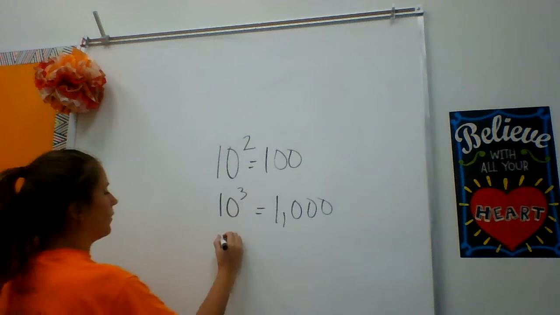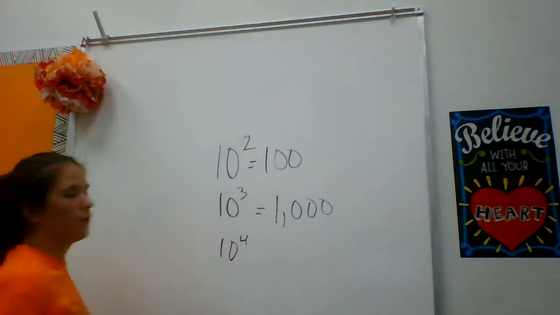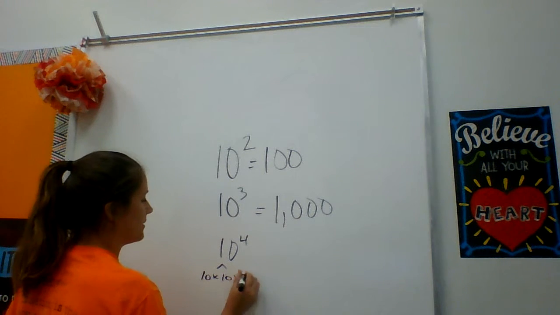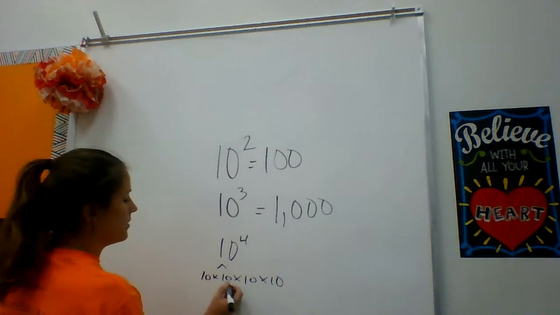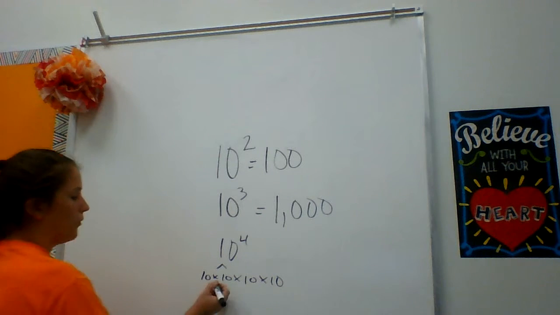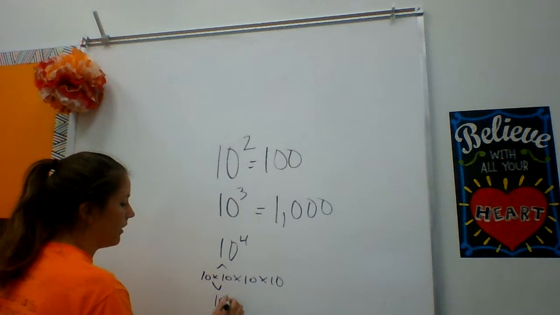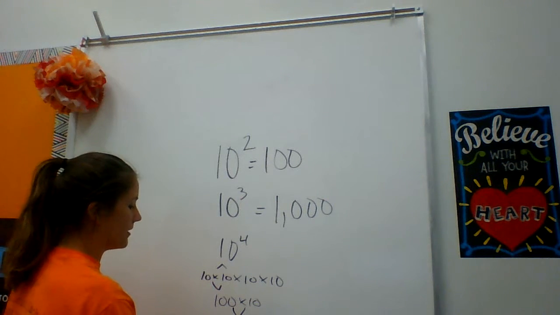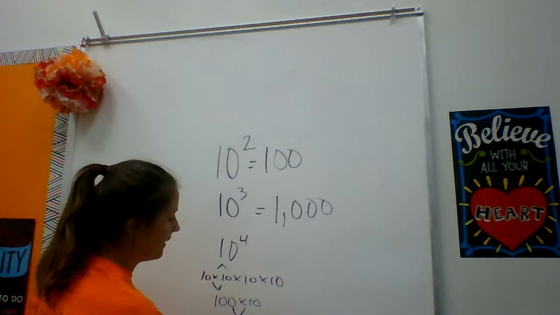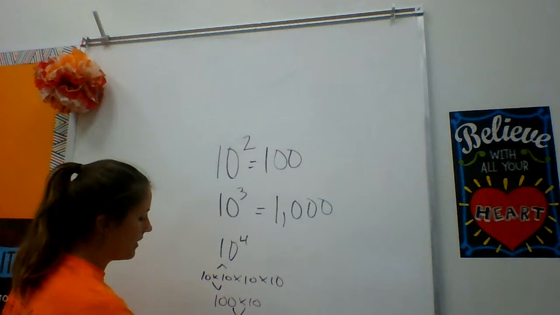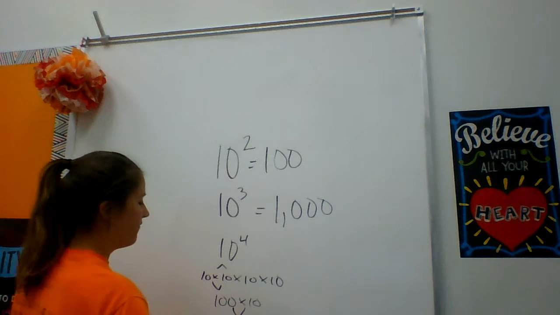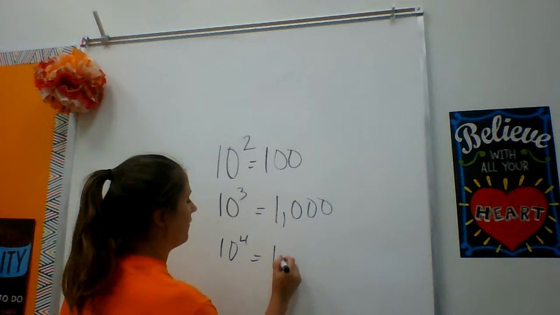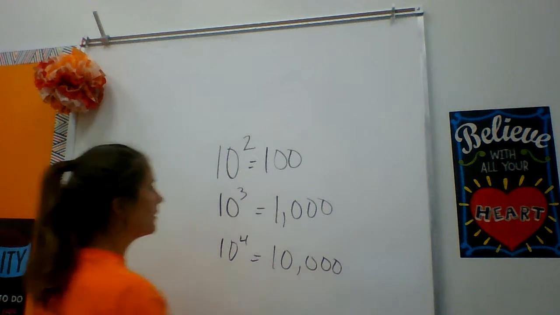Let me do one more. See if you see a pattern. 10 to the fourth power. That's 10 times 10 times 10 times 10. I have 1, 2, 3, 4 tens. Well, 10 times 10 is 100. And 100 times 10 is 1,000. And 1,000 times my last 10 is 10,000. So 10 to the fourth power is 10,000.